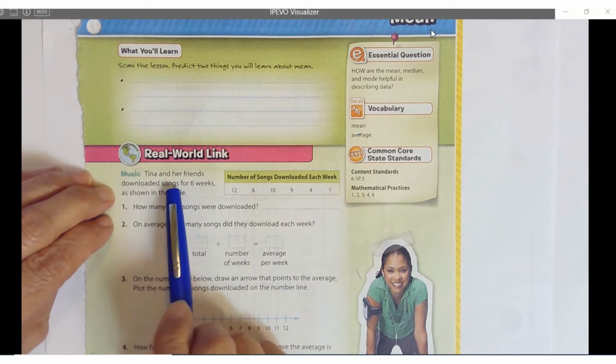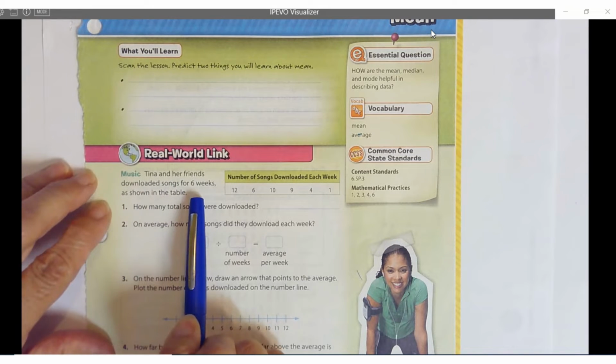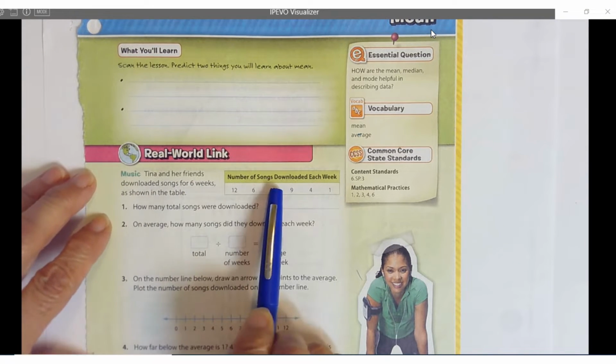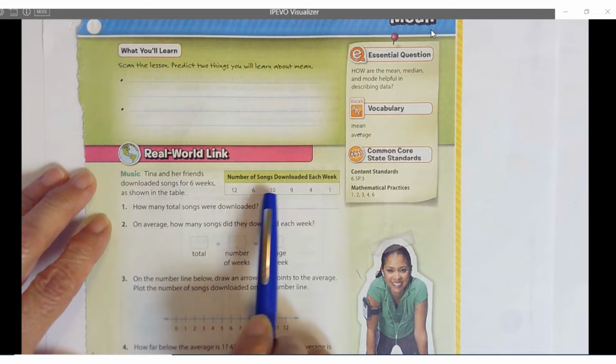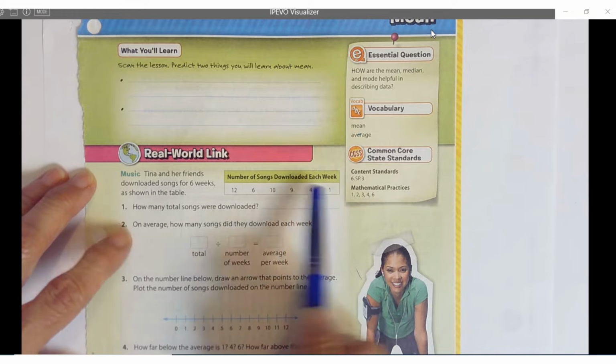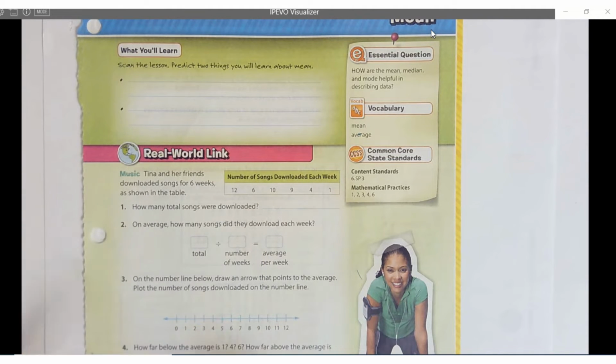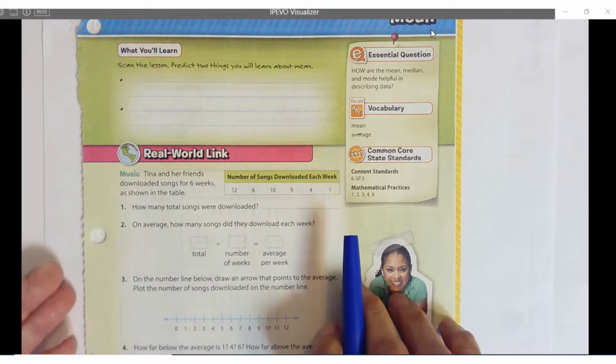Okay, so let's just look at this real world link. Tina and her friends downloaded songs for 6 weeks as shown in this table. So 1, 2, 3, 4, 5, 6. Each item is a week. How many songs were downloaded? So the first thing we want to do is total the number of songs that were downloaded.